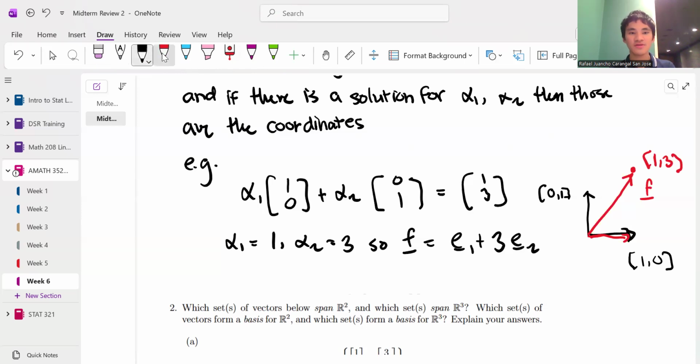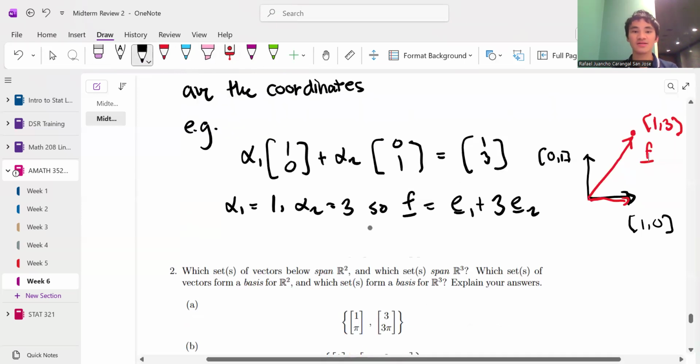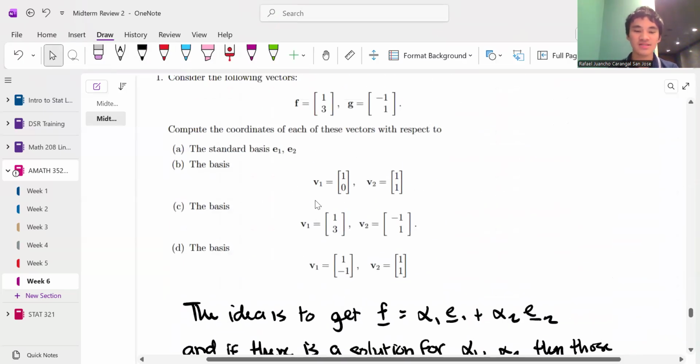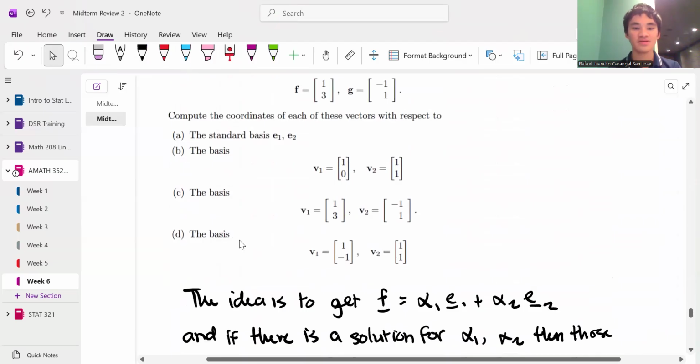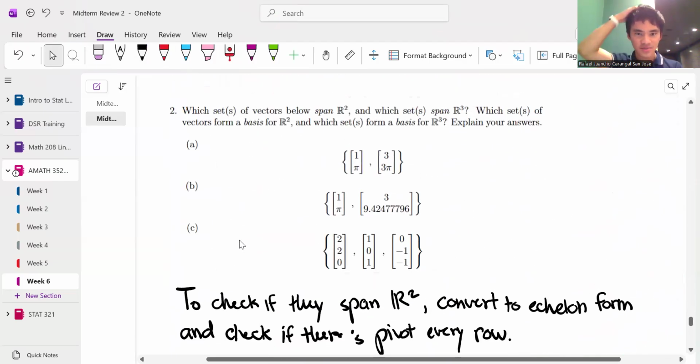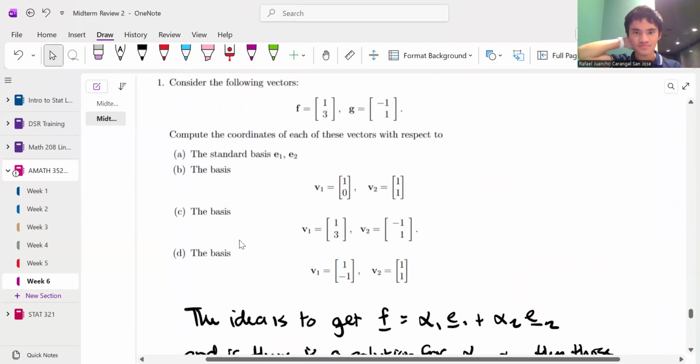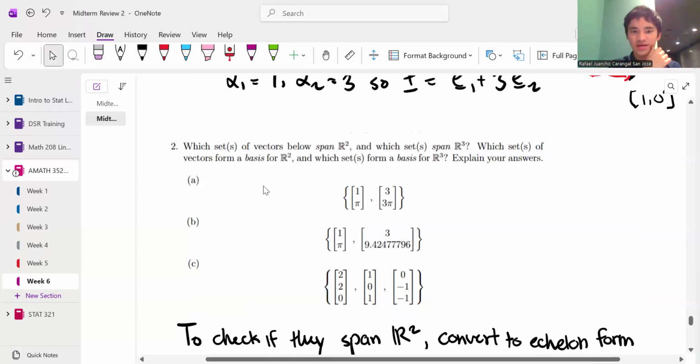So another way we can look at this is the basis coefficients. That will tell us how to get to that vector f based on the standard basis vectors, based on the two vectors that we have. And it's the same idea for g. Okay, let's look at number 2. So that was pretty easy.